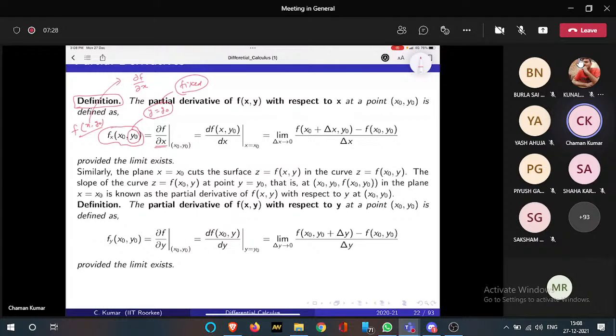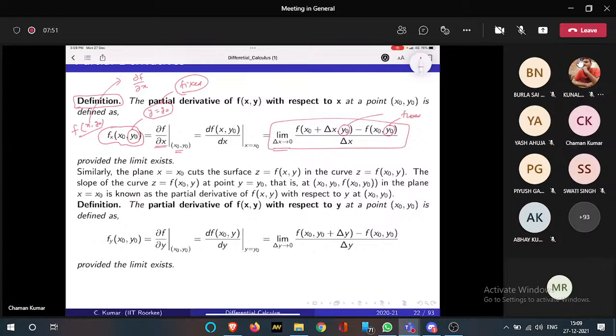So that means the usual way to define the derivative, the left-hand derivative and the right-hand derivative. This will be the definition. So here the value of y is fixed. This is fixed.